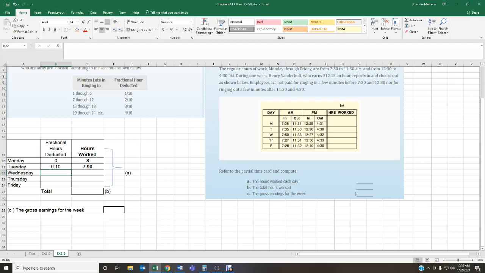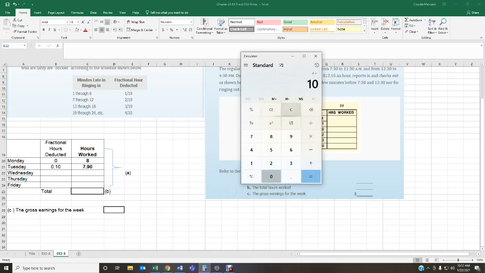And he clocked out 2 minutes late after 4:30. According to this, if you ring out a few minutes after 4:30, you're not going to get paid. Okay, so the only issue is that he arrived 20 minutes late. So because he arrived 20 minutes late, we're going to look at our little deduction chart here. It says if you're 20 minutes late, I'm going to dock you 4/10 of an hour. So I'm going to do 4 divided by 10. That's 0.40 deduction. Okay.